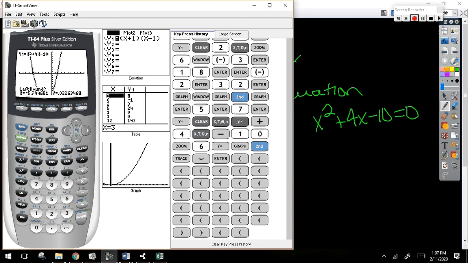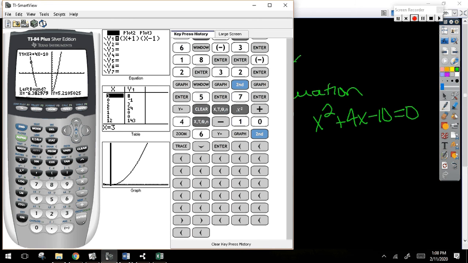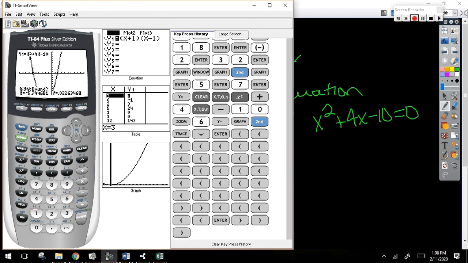Once you're there, notice it says left bound. Click left 3 times: 1, 2, 3, and hit enter. Go back to that point and then hit right 3 times: 1, 2, 3, and hit enter.